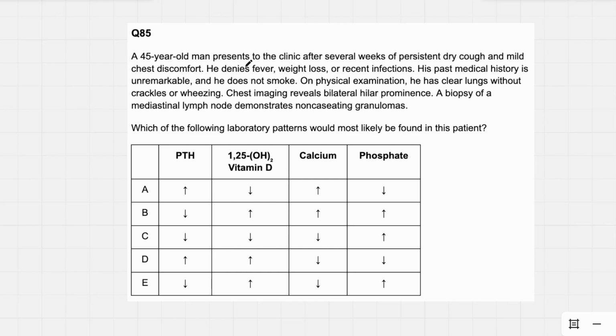Sorry. A 45-year-old man presents to the clinic after several weeks of persistent dry cough and mild chest discomfort. He denies fever, weight loss, or recent infections. His past medical history is unremarkable and he does not smoke. On physical exam, he has clear lungs without crackles or wheezing. Chest imaging reveals bilateral hilar prominence. A biopsy of mediastinal lymph node demonstrates non-caseating granulomas.